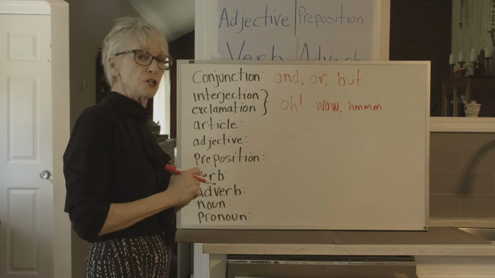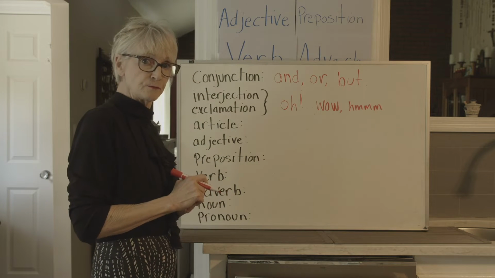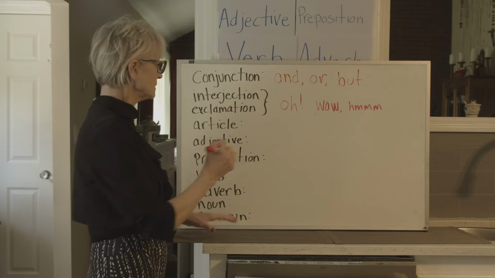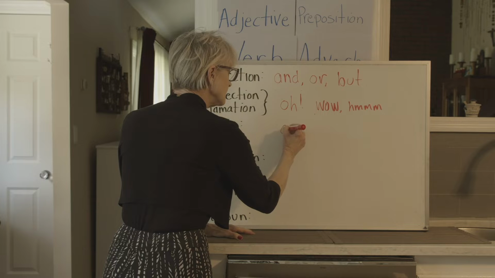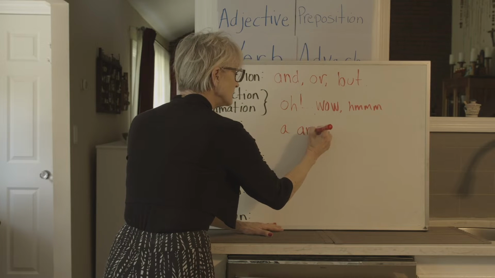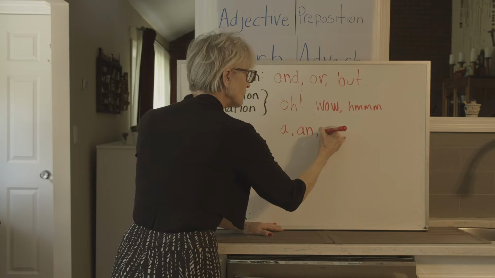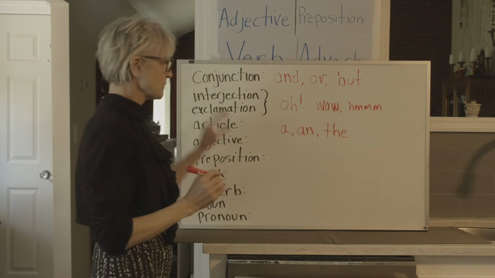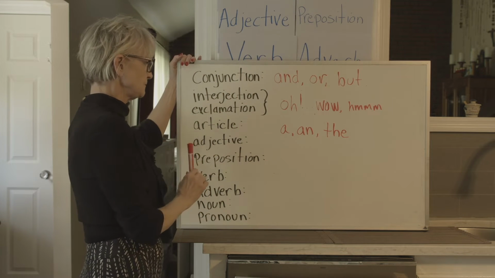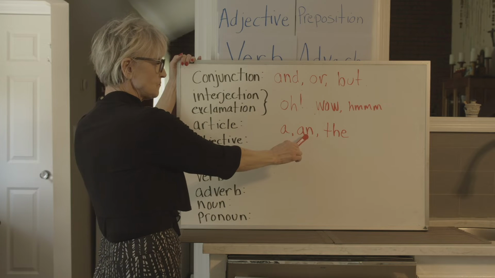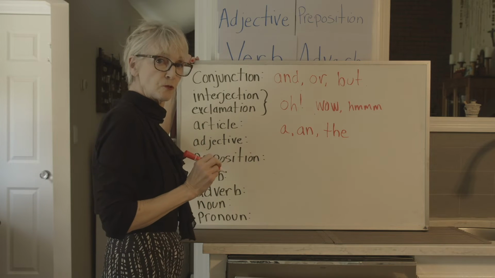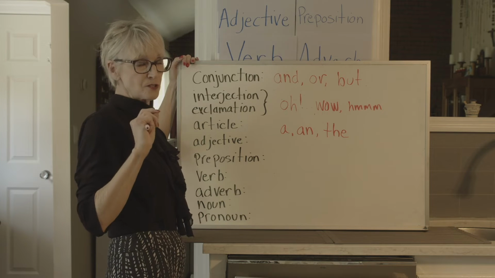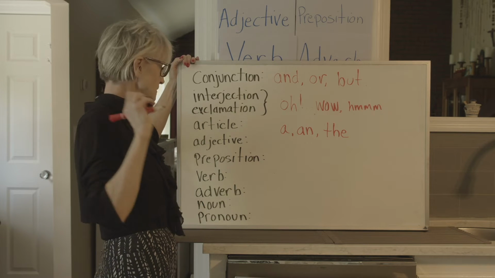Article. An article goes before a noun. It can go before a pronoun also. An article is a, an, or the. That's an article. Remember, this one goes before a vowel sound. Not all the vowels, but almost all vowel sounds. We'll talk about that later.